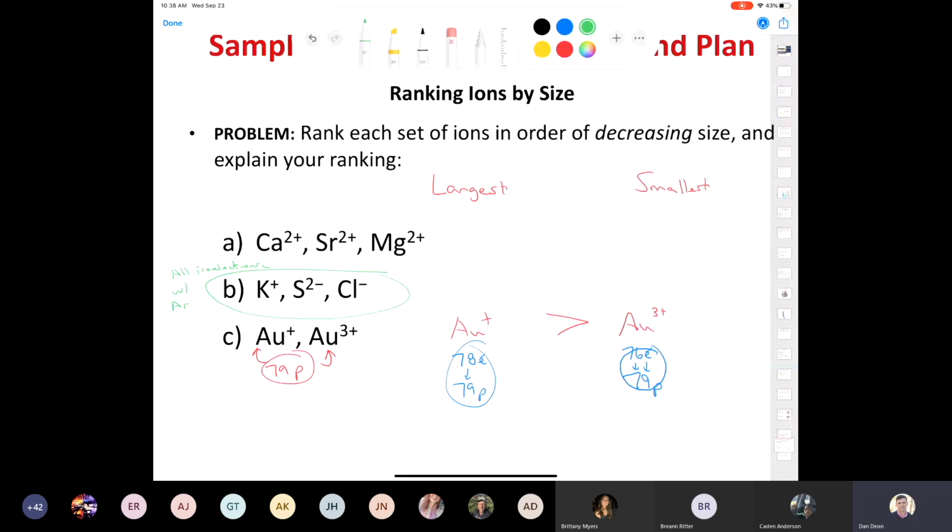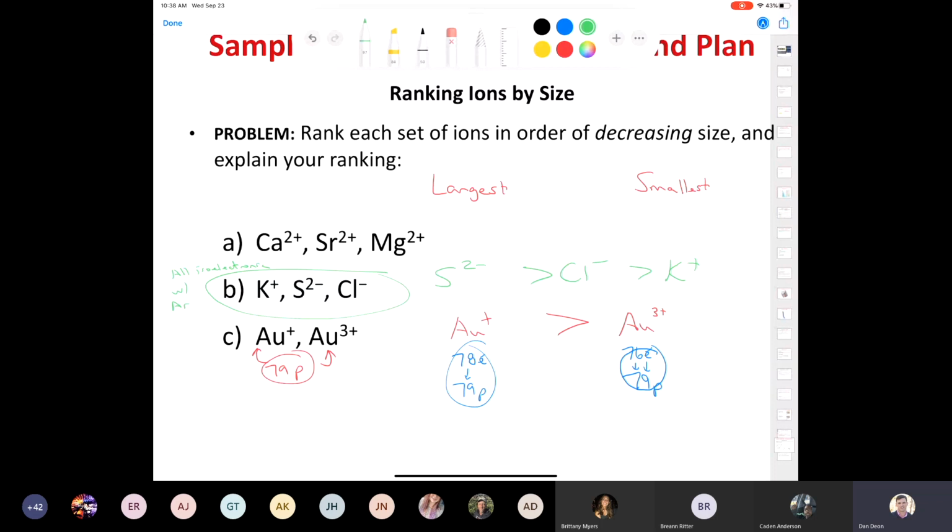So what's going to be the biggest one? The one with the most negative charge, right? Those electrons are going to be repelling each other. Quit crowding me, get out of my space. So the sulfur 2 minus is going to be the biggest. Then you have chlorine, which is still negative. And the smallest one is, of course, the one with the positive charge. Potassium has 19 protons, but the same number of electrons, with a positive charge. So potassium has the most protons of all of these, so the potassium ion is going to be the smallest.